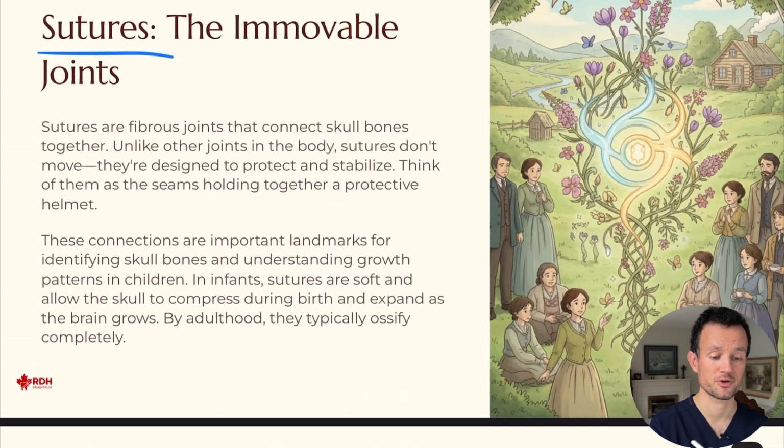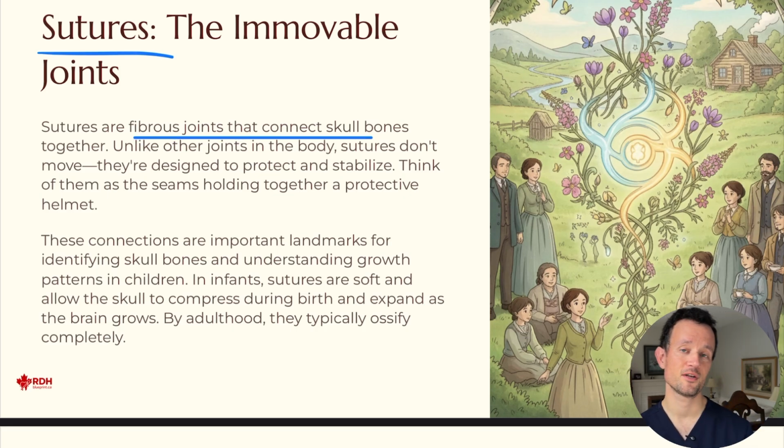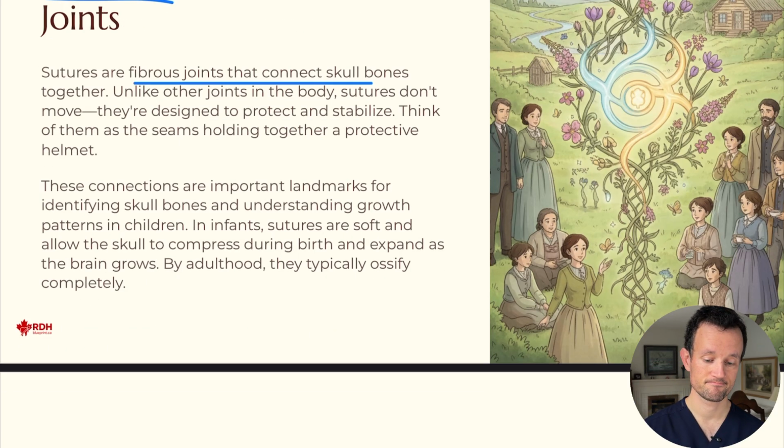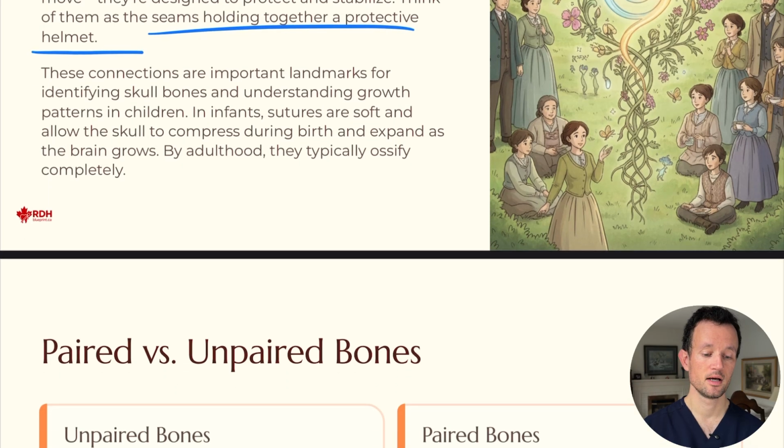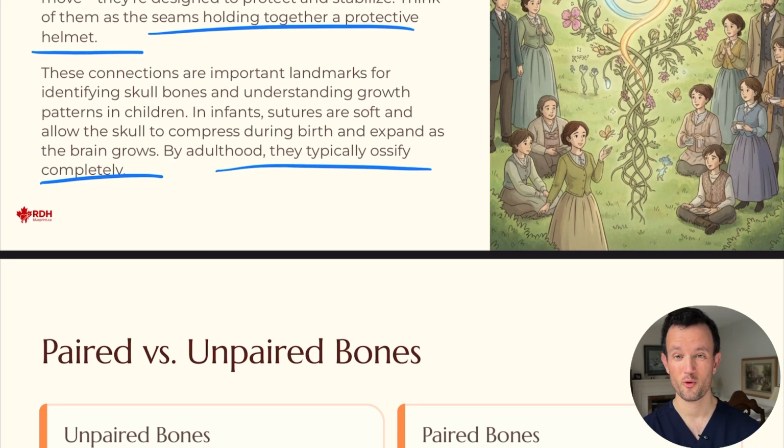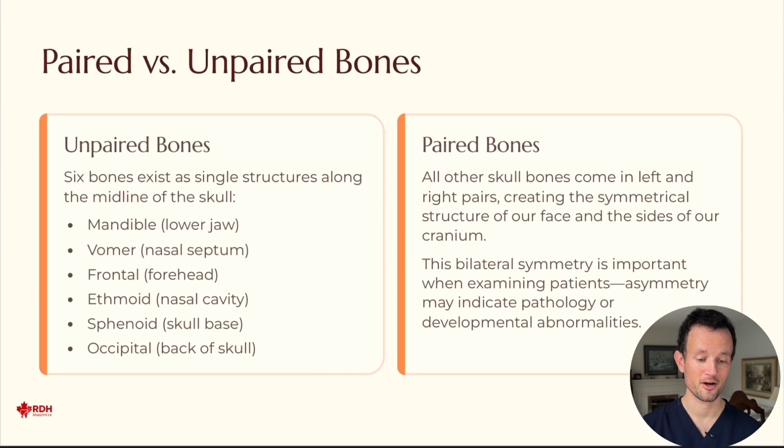But you need to know what a suture is. It's a joint where two things grow together, the bones. Fibrous joints that connect the skull bones, and eventually they unite together and become hard. Okay, they become very hard. Think of them as seams holding the protective helmet. By adulthood, they completely ossify and they're not flexible at all. Of course, in babies, it's still soft because they're still growing. But for an adult, it's really hard.